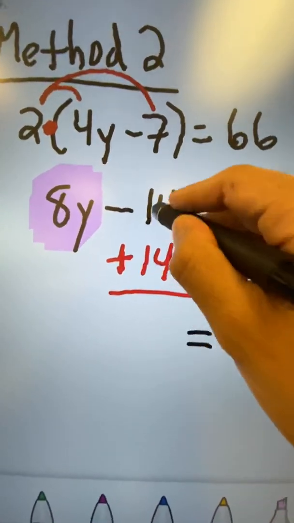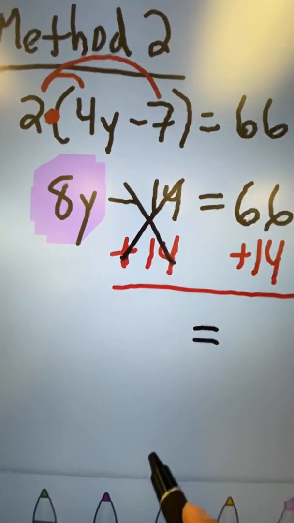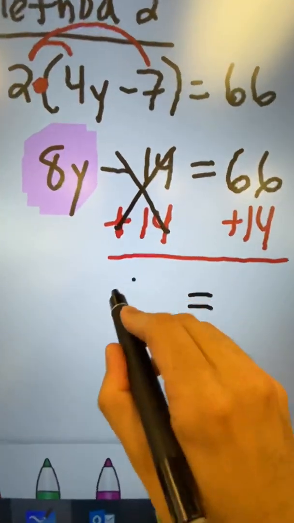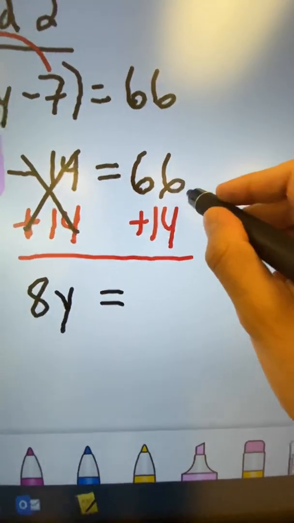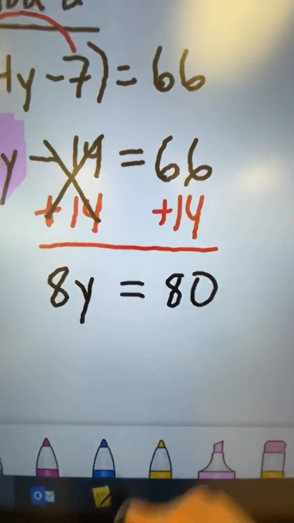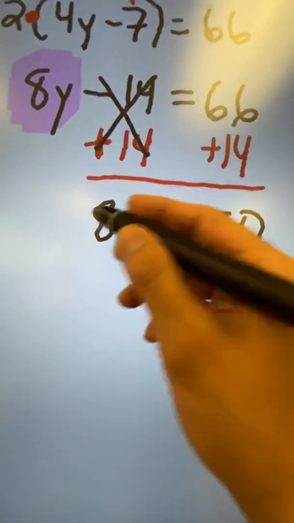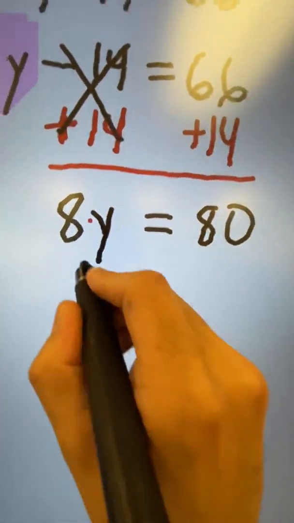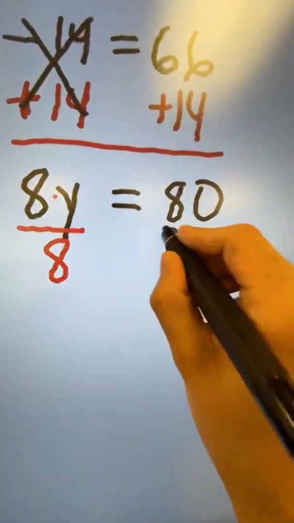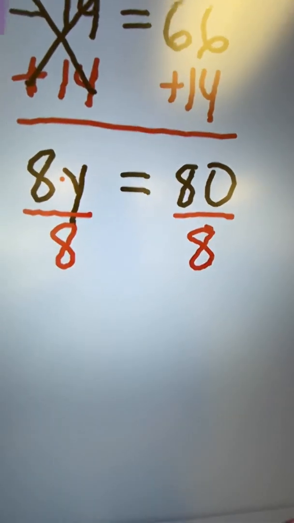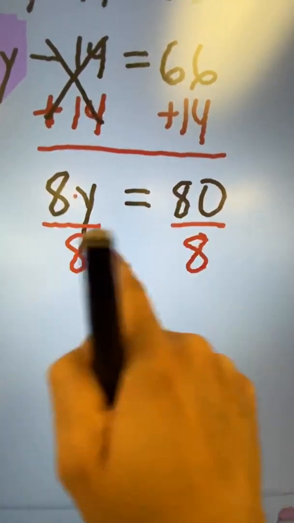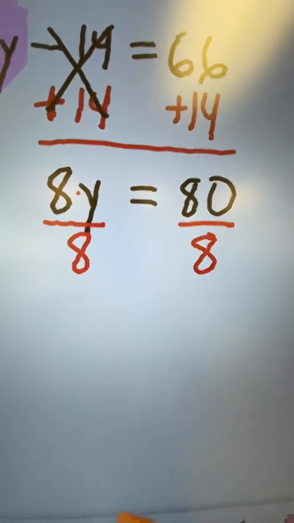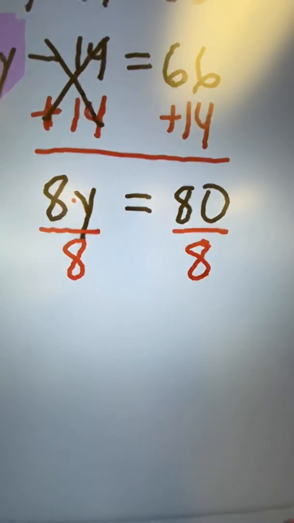Again, this is the additive inverse. When you combine opposites, they cancel each other out. That's 0. And we're left with the term 8y. And then here, when we add this up, we're going to get a total of 80. And then similar to the last problem, we have 8 times y here. Opposite of multiplying by 8 is to divide by 8. And I'm going to balance the equation by dividing the other side by 8 as well. Again, this is called division property of equality because we divided both sides by the same amount. And that's what we need to do to balance the equation.